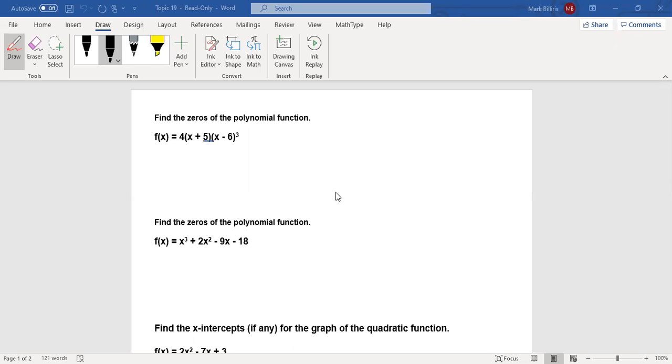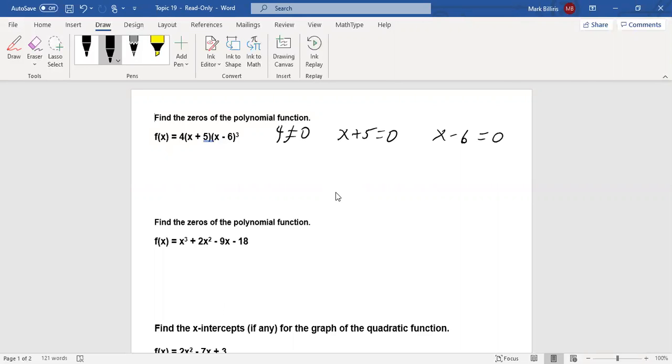So whenever we're finding the zeros, we want to make sure that the polynomial or the function is in its factored form, and in the first example it is. So all we need to do to find the zeros is to set each factor to 0. Well, we know 4 is a constant, so it can never equal 0. We also set x plus 5 equal to 0, and then x minus 6 equal to 0. You notice that x minus 6 has an exponent of 3. You'll deal with the concept of multiplicity later on.